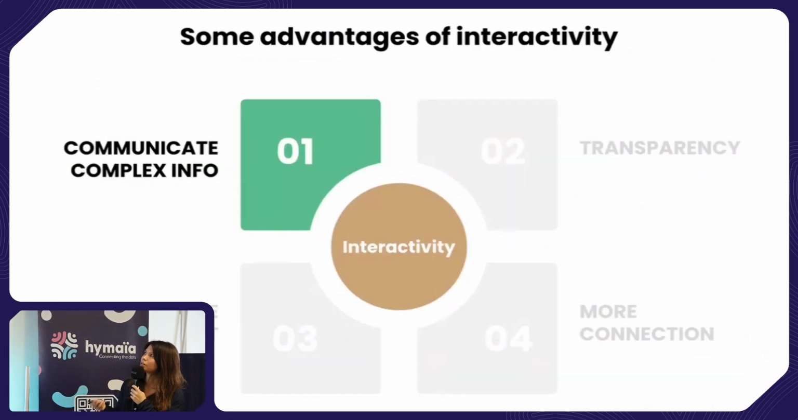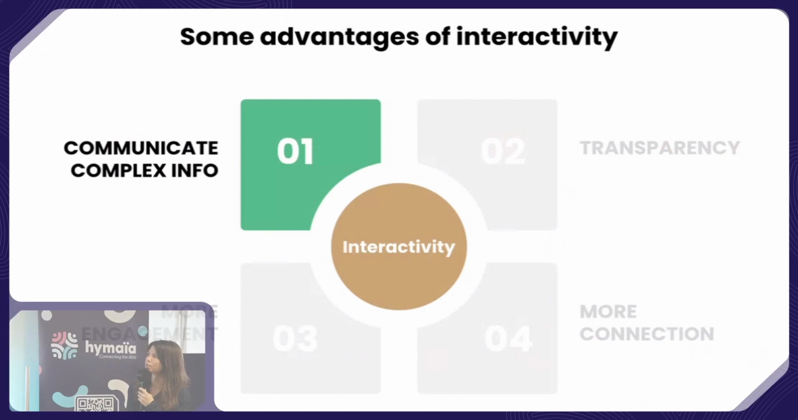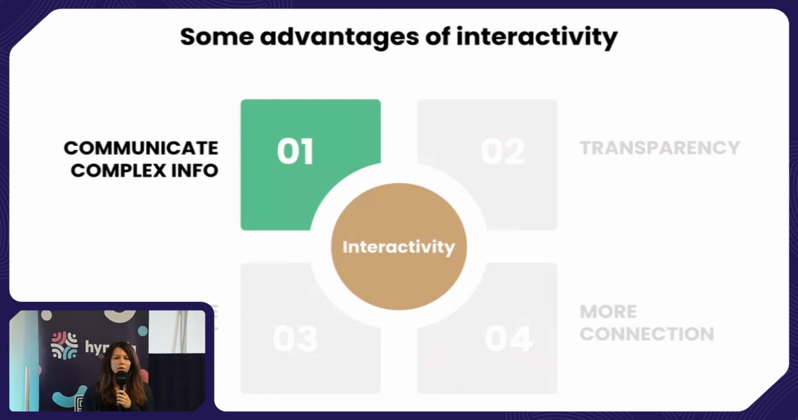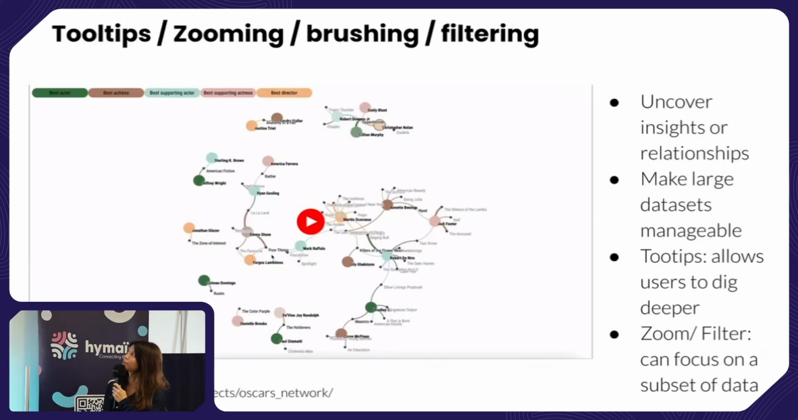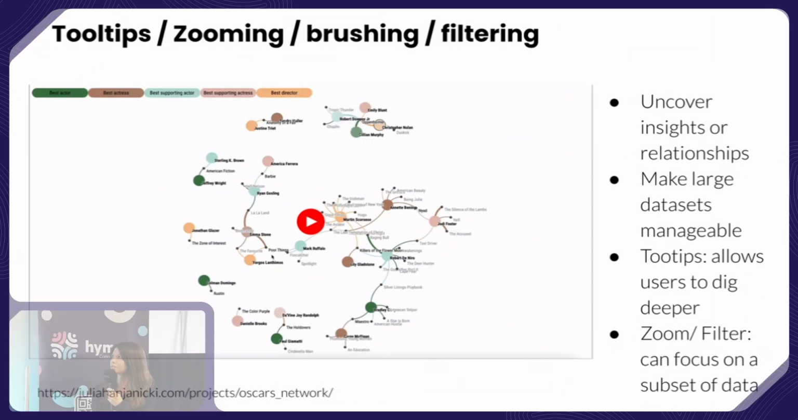So a lot of the advantages of interactivity come from its more exploratory and more immersive nature. So I'll first focus on how it can help communicate more complex information. So sometimes when I'm working with static graphics, I find that it limits the amount and the complexity of the information I can show. And as a reader and audience myself, I often like to dig deeper. And so it's nice to provide an option. So interactivity can help uncover insights and relationships that are not necessarily available or apparent in static graphics.